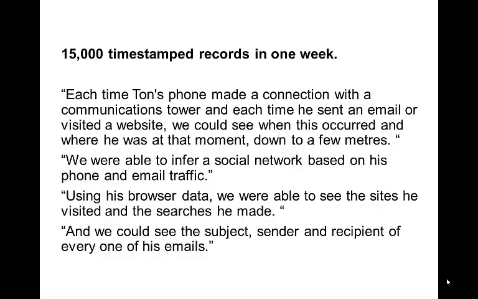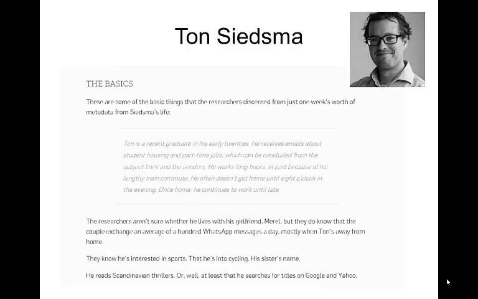They saw the sites from his browser data. They saw the sites he visited, the searches made, and we could see the subject, sender, and recipient of every one of his emails. So what did they find about this guy? Well, generally, he's a recent graduate in his early 20s, receives emails about student housing, part-time jobs, etc. So basic things about his life.